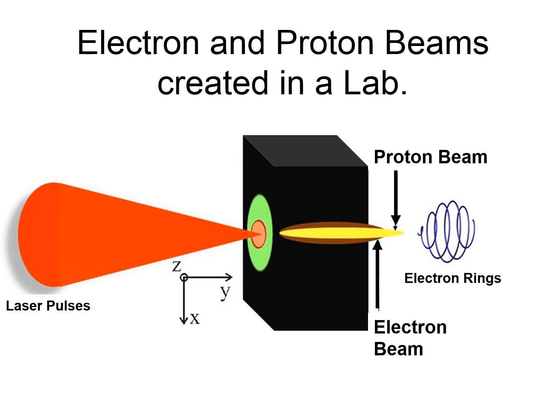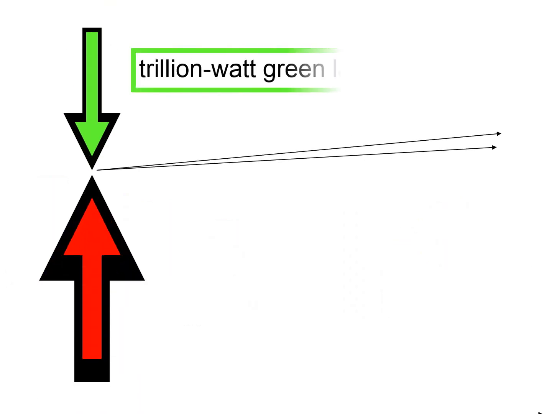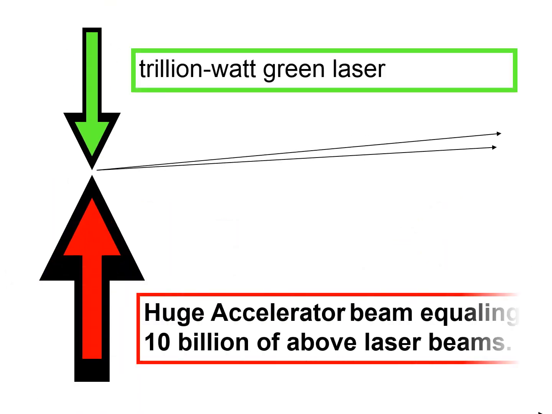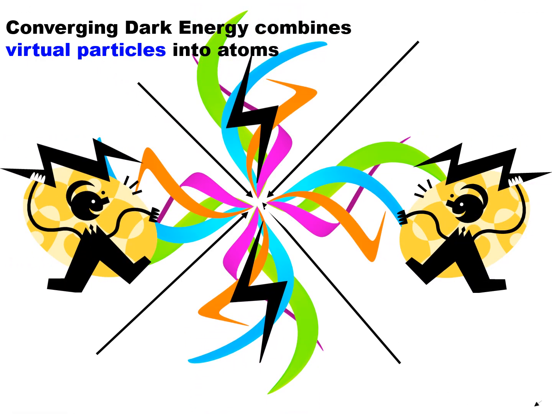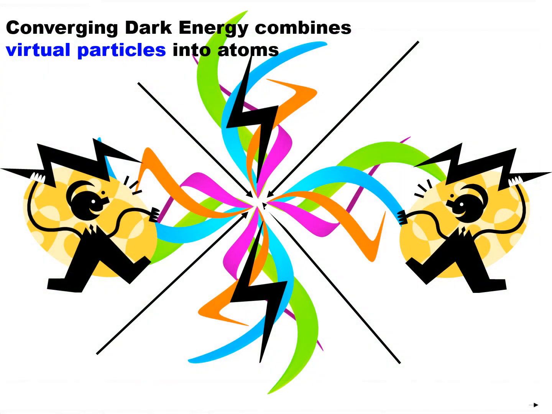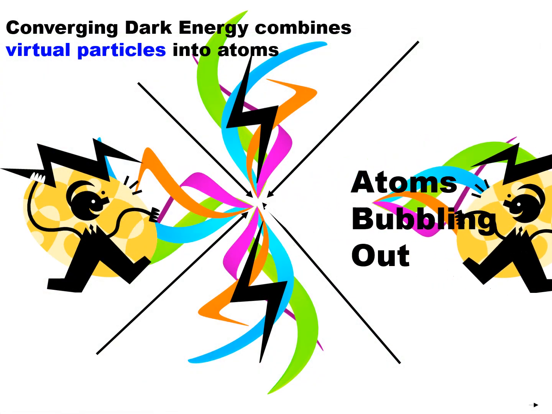How to create atoms? Both electron and proton beams are relatively easy to make in the lab, but atoms are much more difficult to make, as seen at Stanford, which shows that staggering amounts of energy are required to create even the tiniest particles of matter. Consequently, I presume that while turbulent chaotic dark energy is converging, but not until it reaches maximum convergence and density, does chaotic dark energy combine virtual particles into atoms.